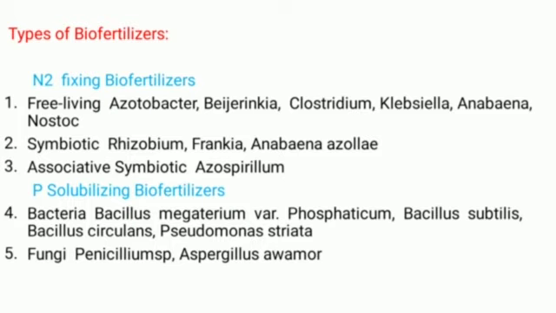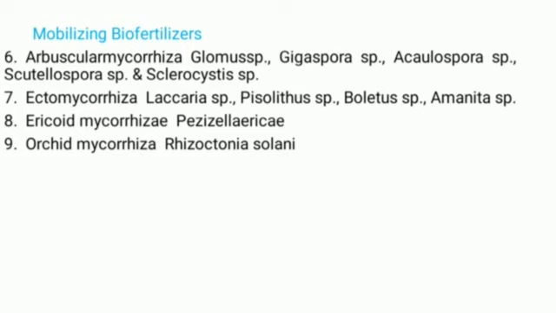Next one is phosphate solubilizing biofertilizers. There are 2 types, bacteria and fungi. In bacteria, Bacillus megaterium and Bacillus subtilis are the examples. In fungi, Penicillium species and Aspergillus awamori. Next, mobilizing biofertilizers. In that, arbuscular mycorrhiza, ectomycorrhiza, ericoid mycorrhiza, and orchid mycorrhiza.